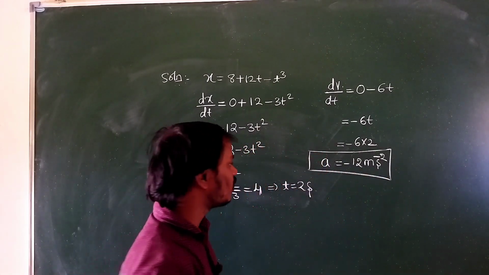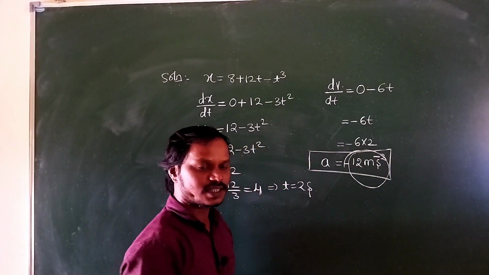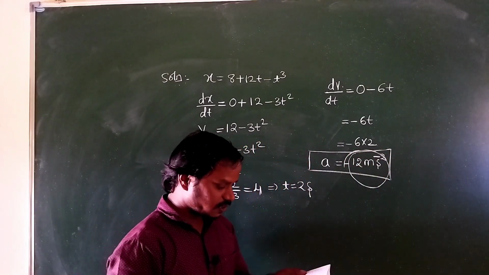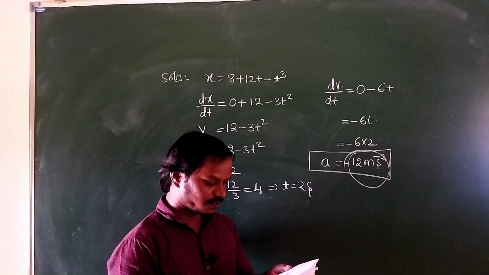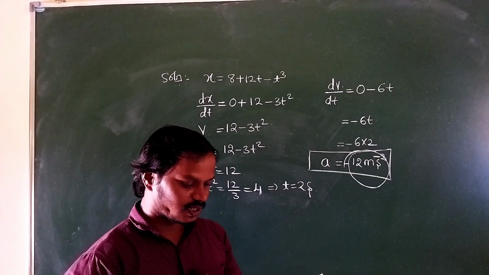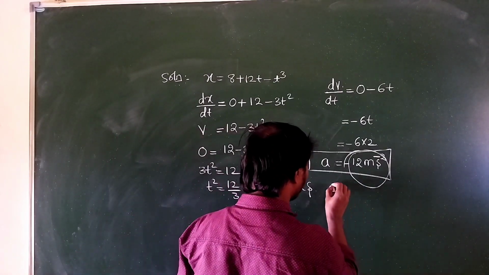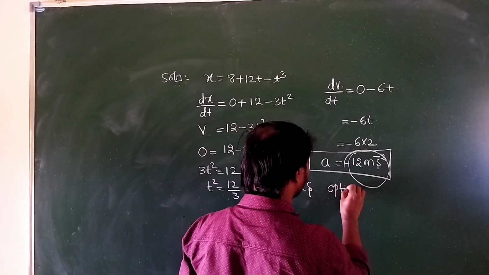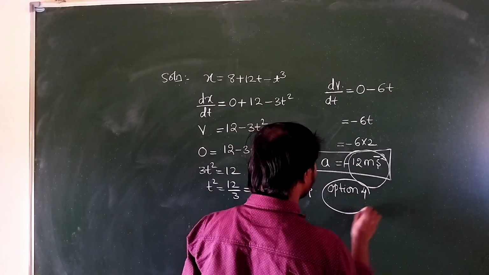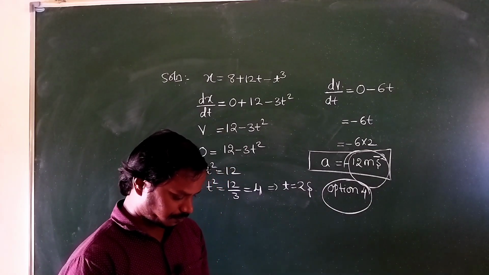Then what is the value of retardation here? The value of retardation is 12 m/s^2. Then options: first option 24 m/s^2, second option 0, third option 6 m/s^2, and last option 12 m/s^2. Means option 4, or option D, is correct. Hence this is the required answer for the given question. Now next question.